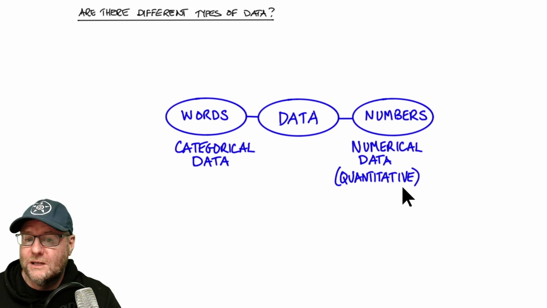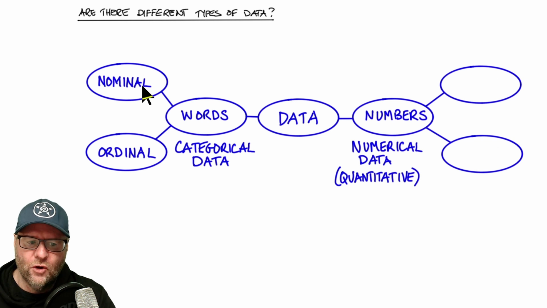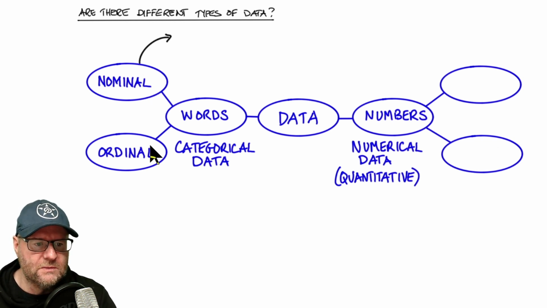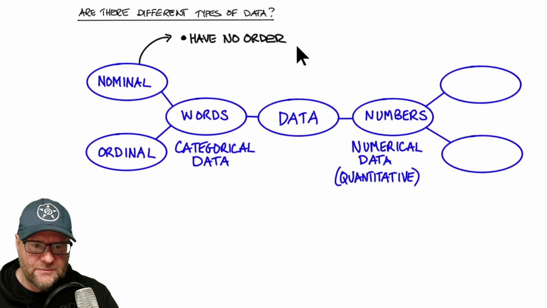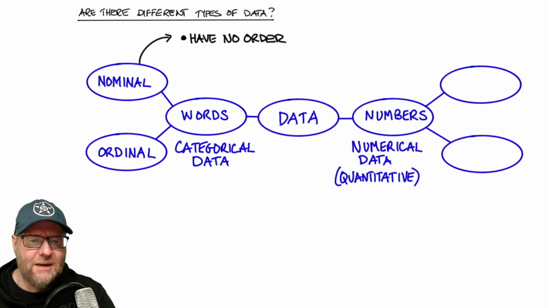All right, we've split it into those two things, but each one of those we can actually split into two as well. So in our categorical data, we can have words that are nominal or ordinal. Let's go through and explain what we mean by those terms. Nominal simply means words that have no order. There's no progression to them. One doesn't logically come after the other one.